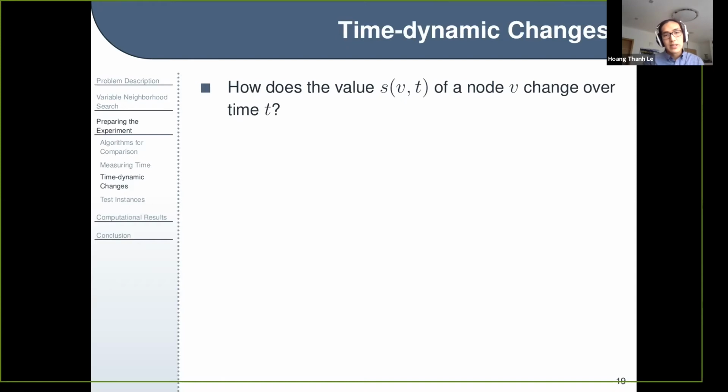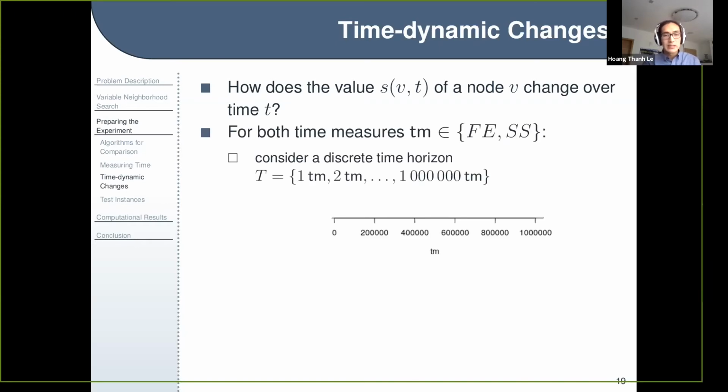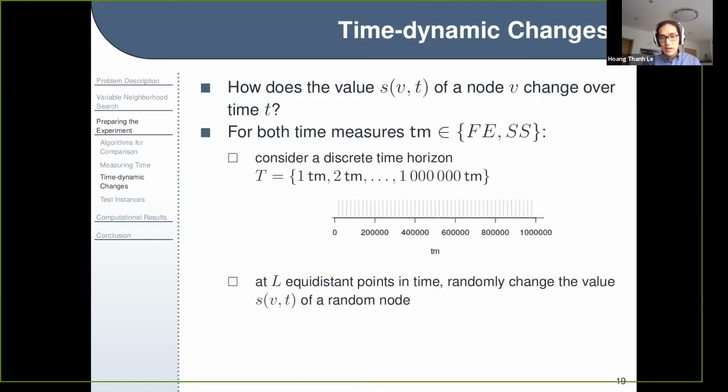The next question we asked ourselves is, how does the value of a node change over time? For this, we did the following. We took the two aforementioned time measures and defined a discrete time horizon from 1 time unit until 1,000,000 time units. On this time horizon, we equidistantly spread L points in time, and at each of these points, we randomly change the value of a random node. In this work, we set L as the number of points of interest and half of that number. The reason for this choice is that in the former case, it is possible that every node in the graph changes its value at least once.